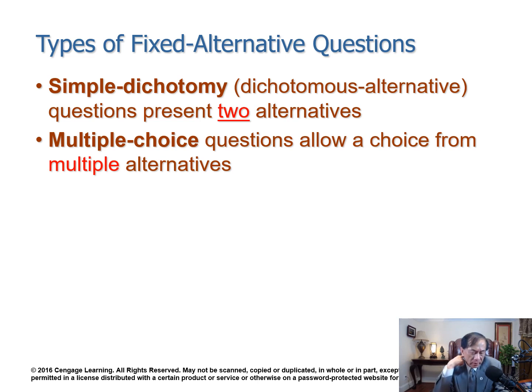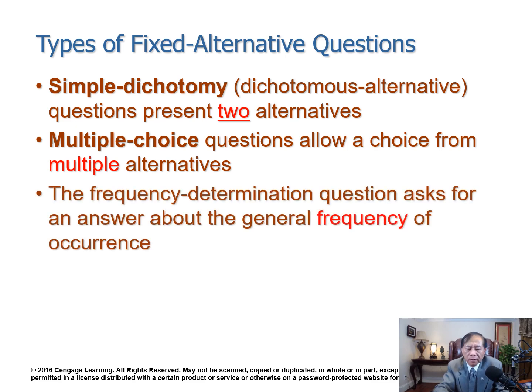Okay. Or there are also multiple choice questions allowing for a choice from multiple alternatives, kind of similar to your multiple choice question test. You have 4 or 5 answers to choose from. Okay. The frequency determination question asks for an answer about the general frequency of occurrence.